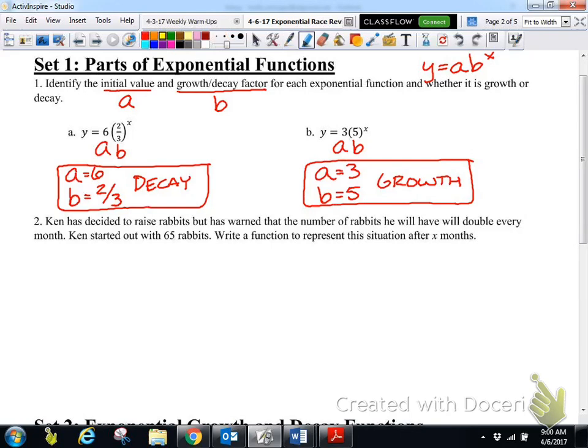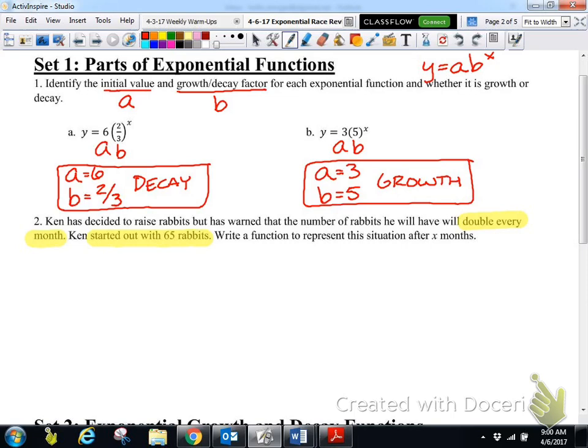Now going down, we read number 2, it says, Ken has decided to raise rabbits, but has been warned that the number of rabbits he will have will double every month. So that double every month sounds important. So I'm going to go ahead and highlight it. Ken started out with 65 rabbits. His started value sounds important as well.